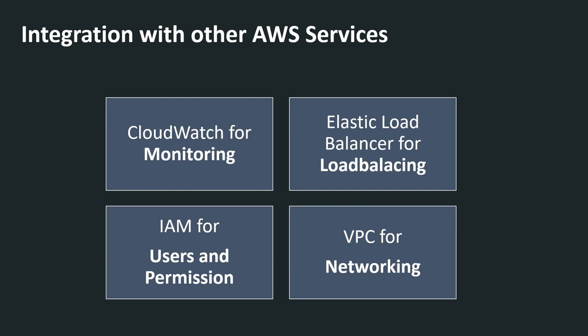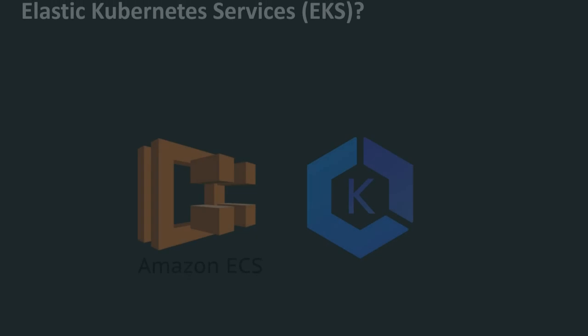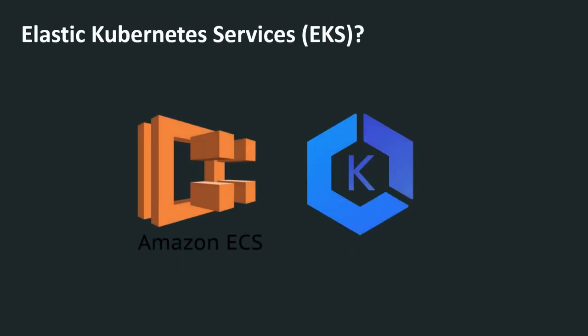Now, what if you want to use Kubernetes? As you all know, Kubernetes is the most popular container orchestration tool currently. So, lots of projects, lots of companies actually use Kubernetes. So, can you still use AWS infrastructure if you want to use Kubernetes, and how can you do that?